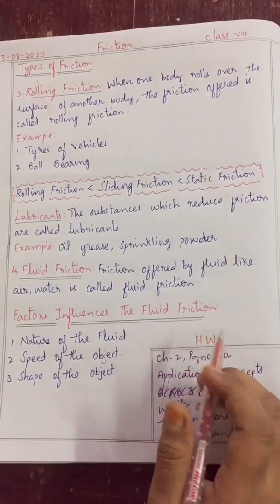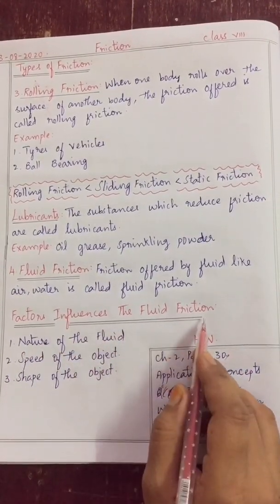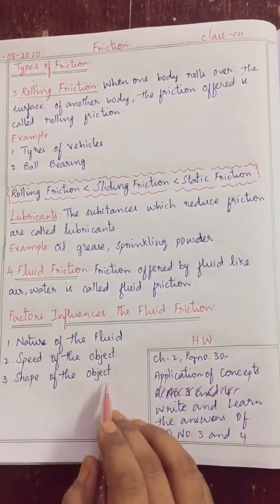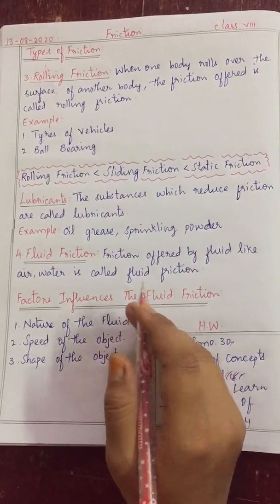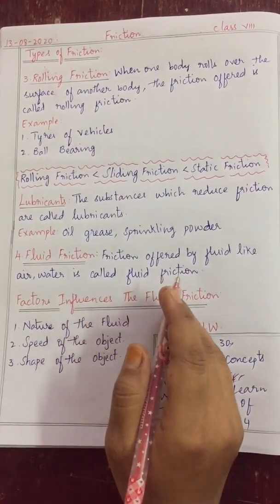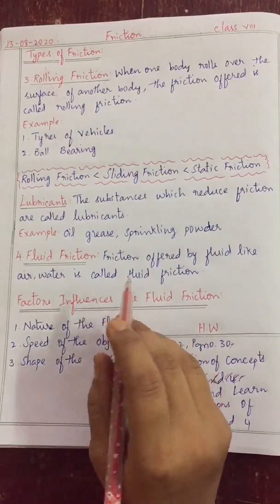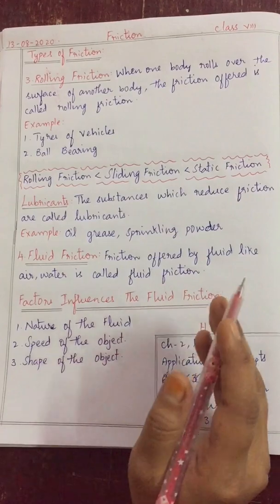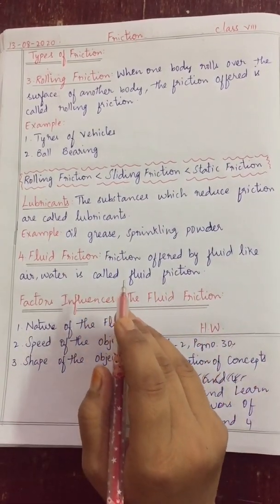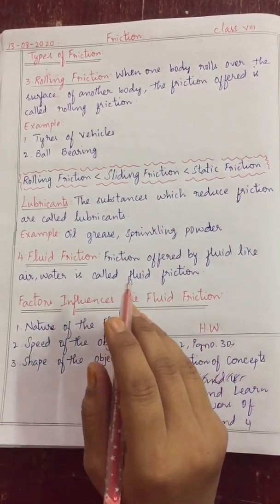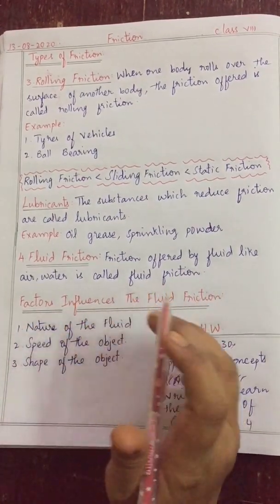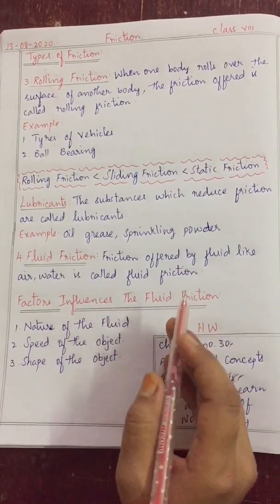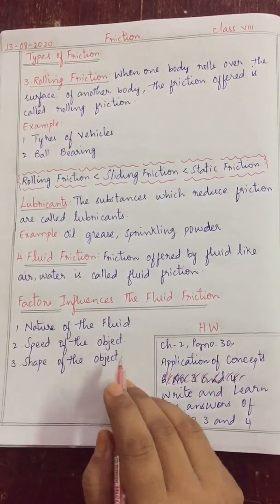Correct, children? Now, the factors that influence fluid friction. There are three factors. First is the nature of the fluid, second is the speed of the object, and third is the shape of the object. Which objects offer more resistance, the objects which travel in air or the objects which travel in water? Of course, children, the objects which travel in water offer more resistance compared to air. The more the thickness of the fluid, the greater will be the friction force acting on the objects which move through it. Honey also offers more resistance compared to water. Am I clear, children?